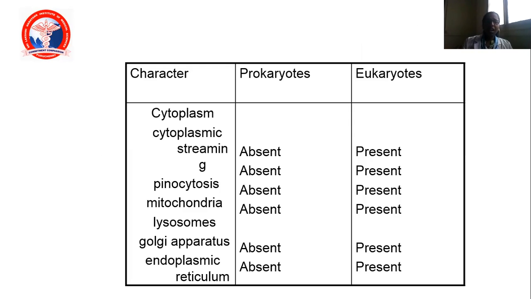And other cell organelles like the endoplasmic reticulum, mitochondria, Golgi apparatus, and the cytoplasm are all absent in prokaryotes, whereas they are present in eukaryotes.